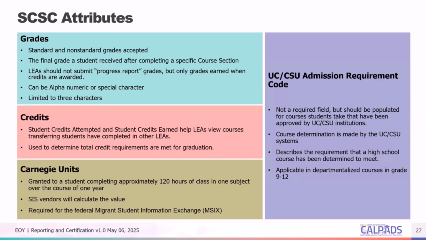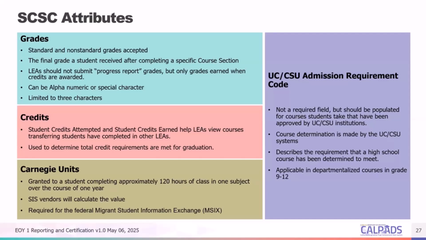We will take any alphanumeric character. It's limited to 3 characters. So if you have a non-standard grading system, there's no limitations there. Your credits, you report the credits the students earned. These credits are reflective of your grading system. And then the Carnegie units, which is universal, they usually approximate to 120 hours of one course over the course of a year. I believe typically one Carnegie unit is usually equivalent to 10 credits.